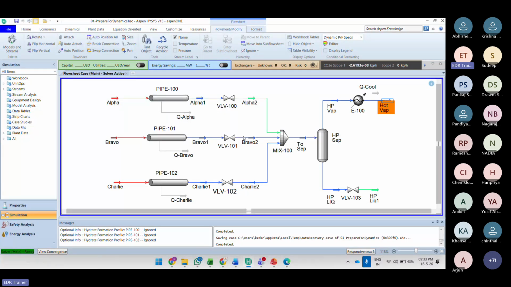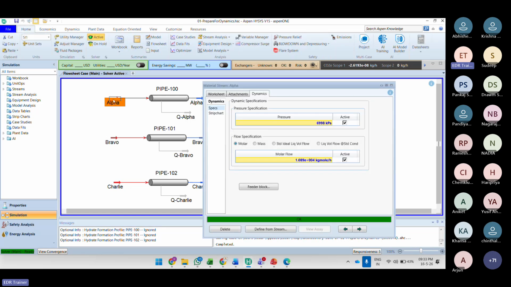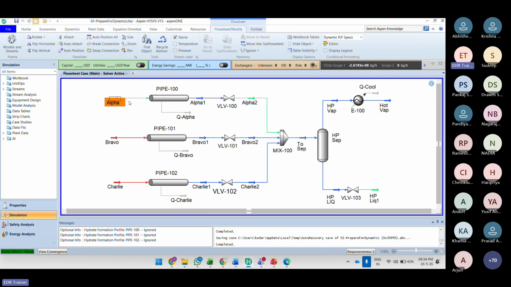So we'll check and make all these corrections here. If I go into the valve and go into the dynamics, I can see here it is red. That means both pressure and flow are active. So I will just remove the flow. It is only a pressure now. Suddenly it has changed from red to green. So the same way I will do it for the others.